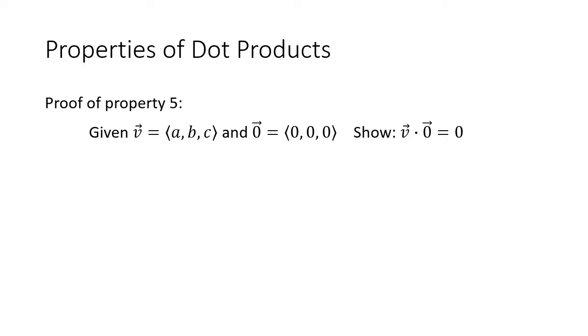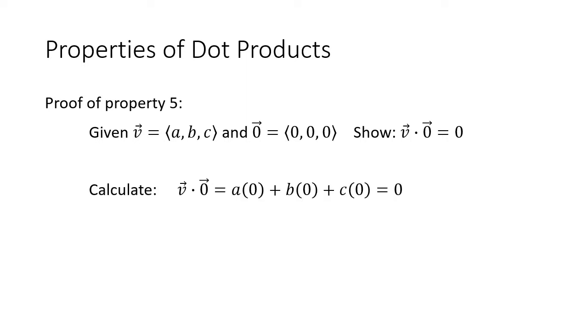Now let's take a look at property 5 and do another proof. Given any vector v with components a, b, and c, and then the 0 vector, where the 0 vector has each component as 0, show that any vector dotted with 0 is, well, going to be the scalar 0. Well, this one's pretty straightforward.